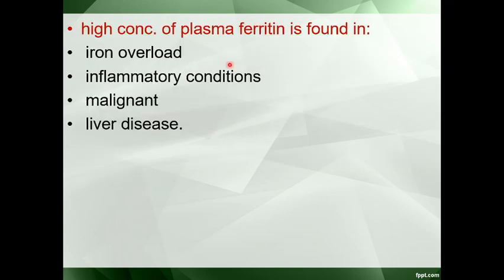High concentration of plasma ferritin. Obviously, it is very clear that with iron overload, plasma ferritin will be high. In certain inflammatory conditions it is high, and in malignant and liver diseases.